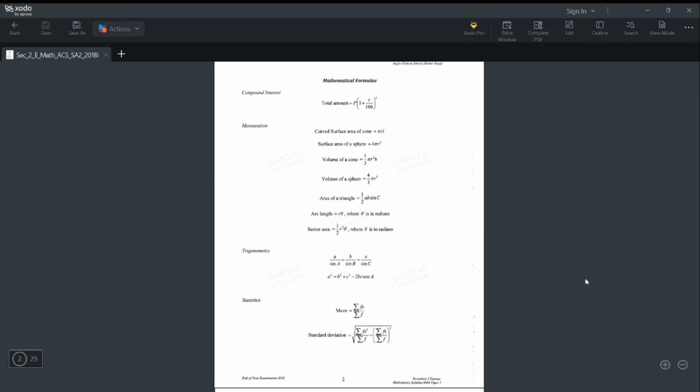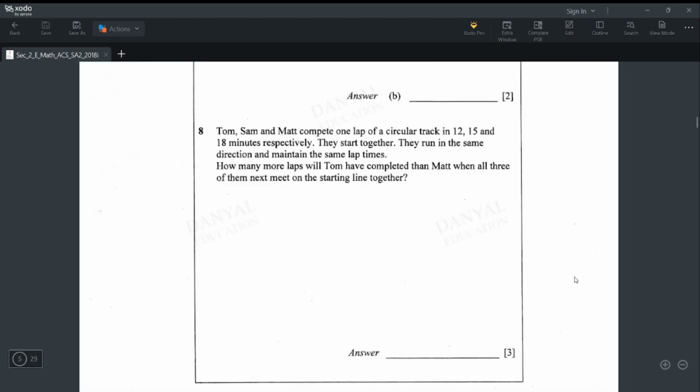Hello everyone, welcome back. Today we'll be looking at secondary 2's exam papers, and we're going to look at 5 questions as per usual. So let's start right away. For question 1, we have Tom, Sam, and Matt who are competing on a circle track, and each of them have their own respective times, 12, 15, 18 minutes. If they start together and they run the same direction, maintaining the same lap times, how many more laps will Tom have completed than Matt when all 3 of them next meet on the starting line together?